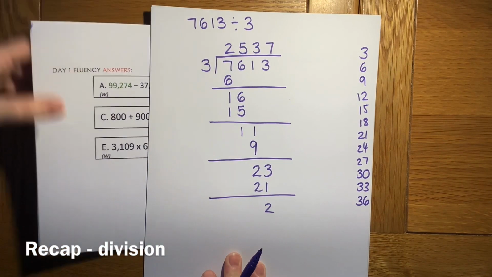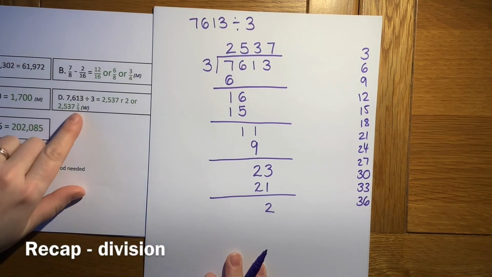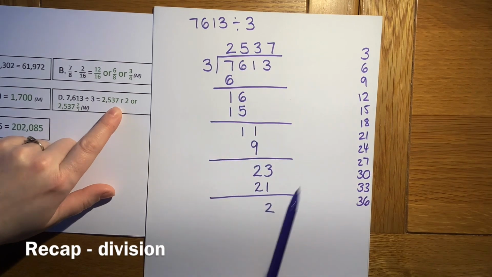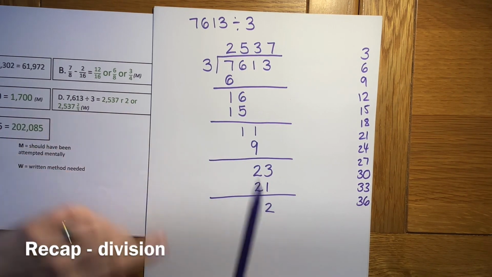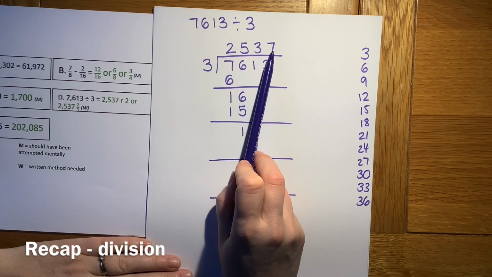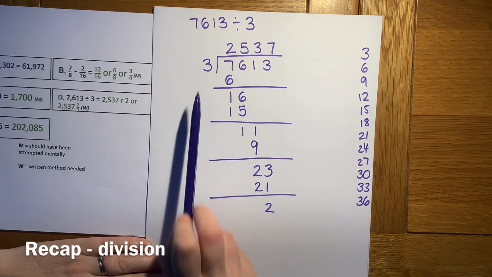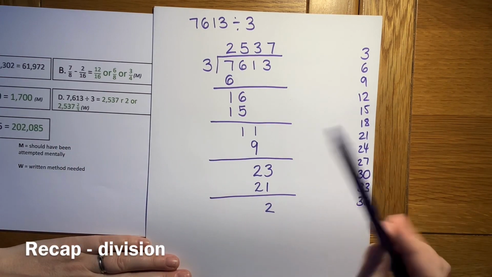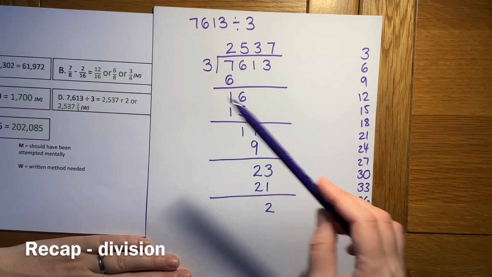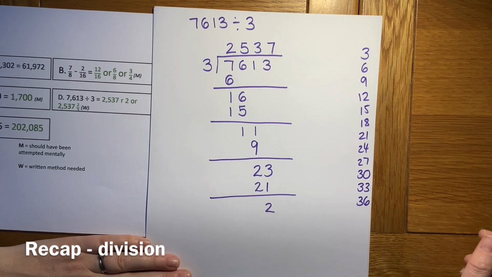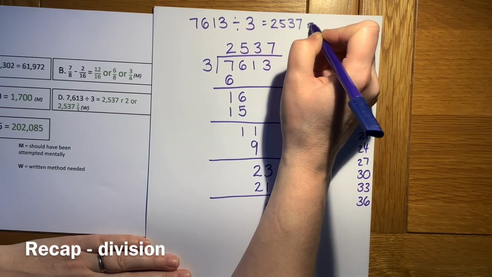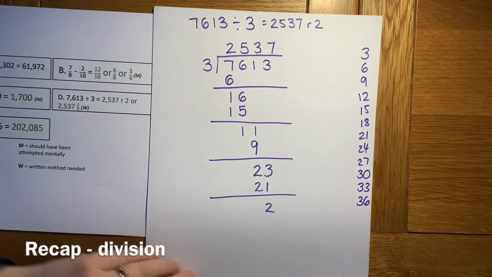Now, if we go back to the Fluent in 5, it's given us a couple of options here. We can either say the answer is 2,537 remainder 2, or we can say it's 2,537 and 2 out of 3 left, or 2/3. We could also continue and do it as a decimal. I'm going to leave that for this week because we'll cover that when we talk about dividing decimals in a couple of weeks' time. Okay, so that gives us the answer, 2,537 remainder 2, or 2/3.